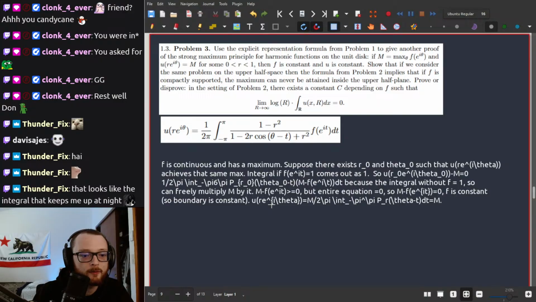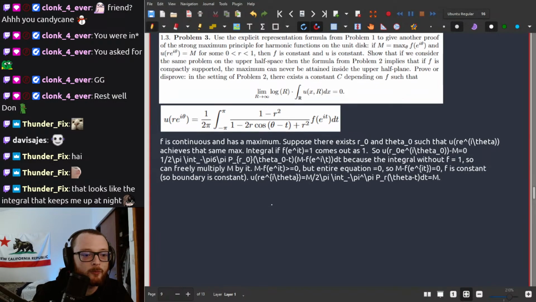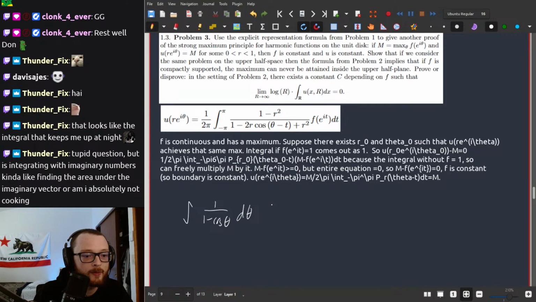It's basically the same thing. Excuse me. It's basically the same thing as integrating 1 over 1 minus cosine theta. Like, you can ignore all the extra letters, but that's still an annoying integral to do, so... Integrate the imaginary numbers kind of like the area under the imaginary vector.